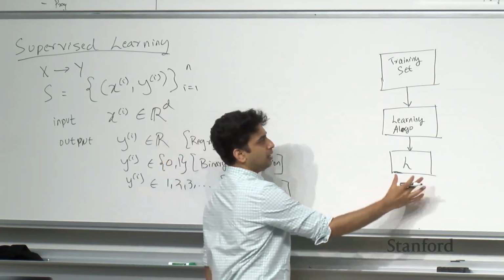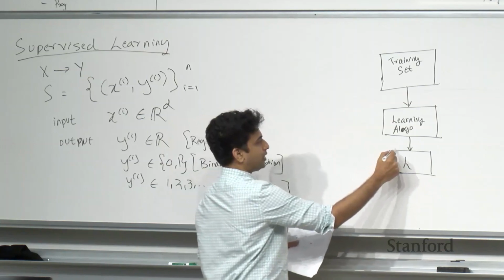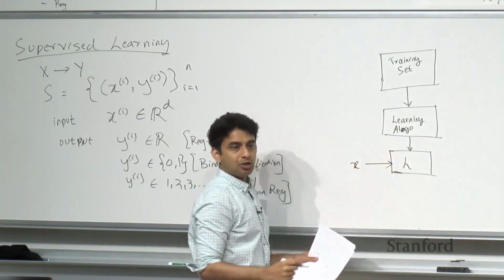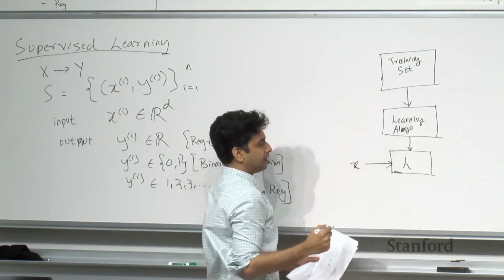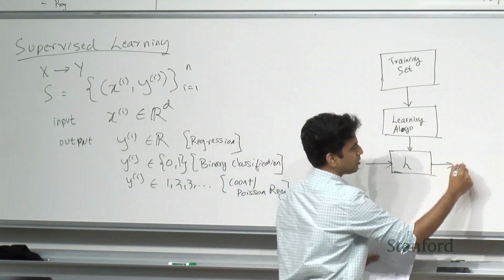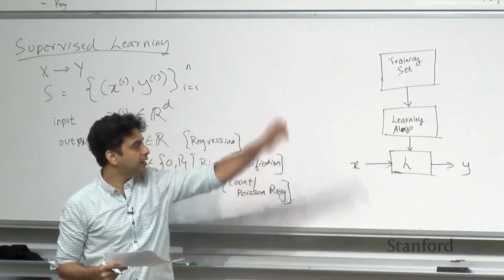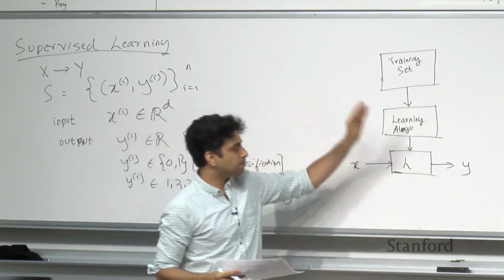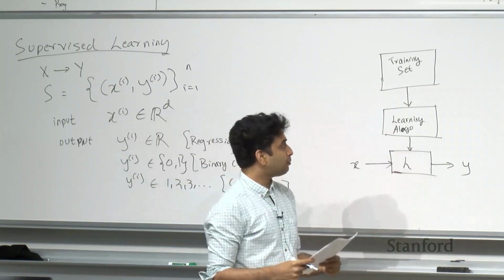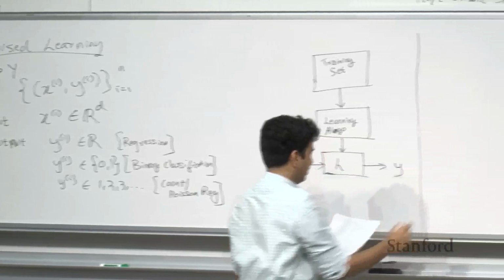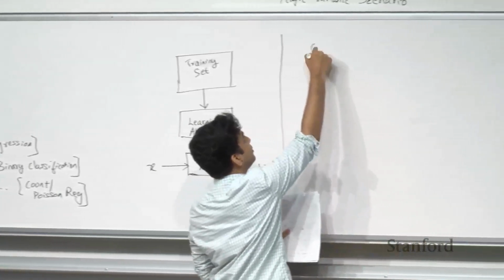And this learned hypothesis will now accept new examples X that it has not seen before from the training set and make predictions y. Right? This is the kind of workflow overview of what happens in supervised learning. Right? And the first algorithm that we learned was linear regression.